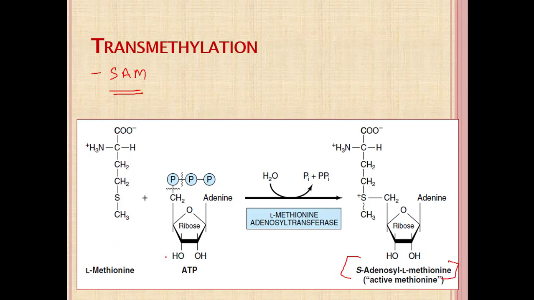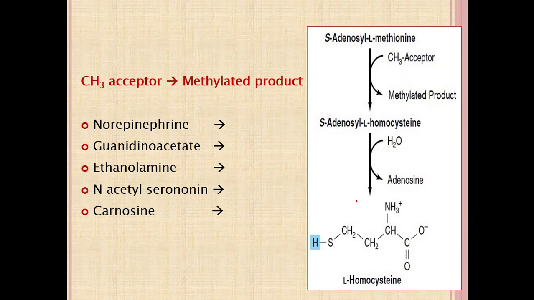Methionine plus ATP, in the presence of the adenosyl transferase enzyme, the adenosyl group from the ATP is transferred over to the methionine and produces S-adenosyl methionine. Now that molecule transfers its methyl group to various acceptor molecules and produces methylation. So that is the main reaction.